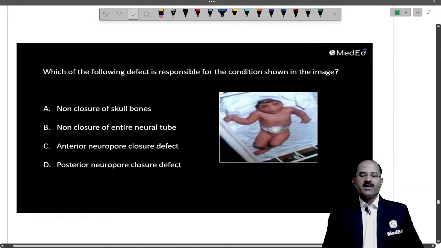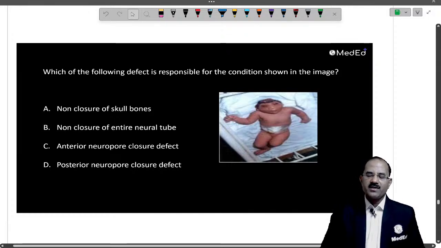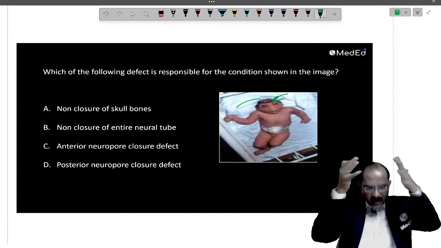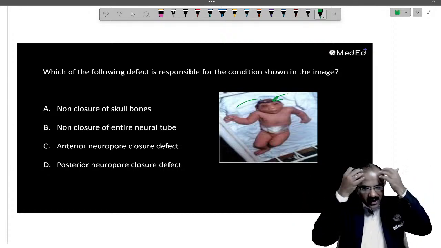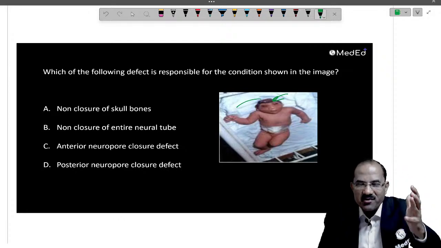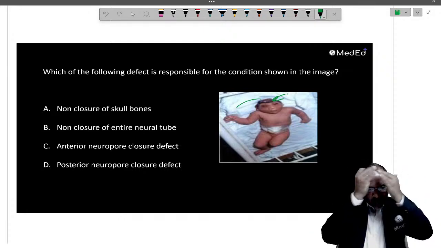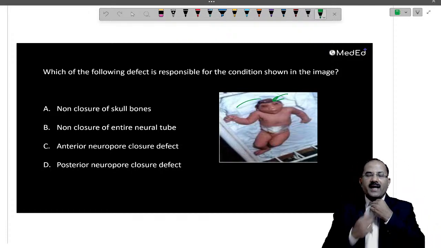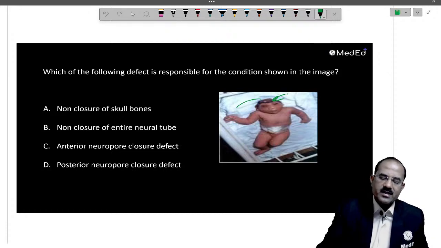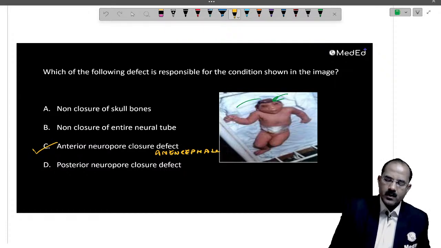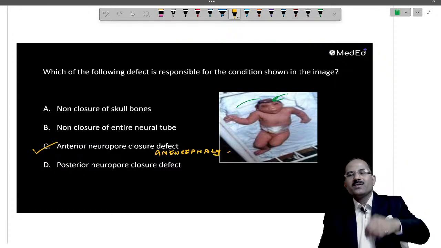Answer this. Which of the following defects is responsible for the condition of the marked structure? Bachcho, can you tell me what you are seeing here? The brain is open. The skull is open, the brain is seen here. That means this is what we call anencephaly. And this is due to non-closure of the anterior neuropore. If the anterior neuropore does not close, it results in anencephaly.